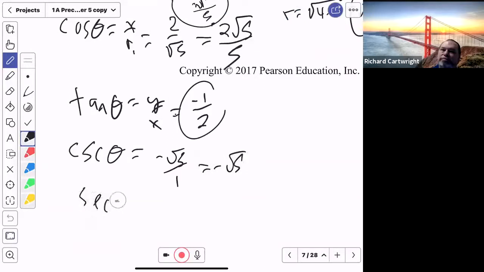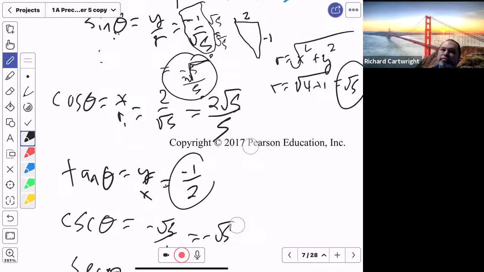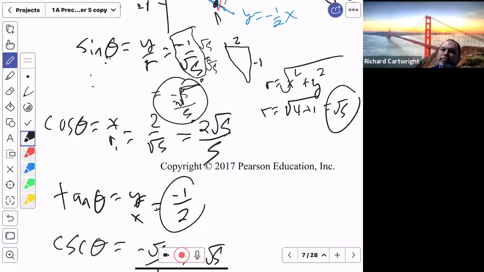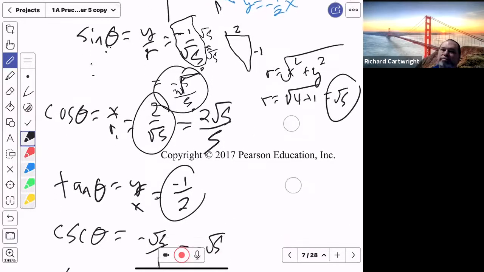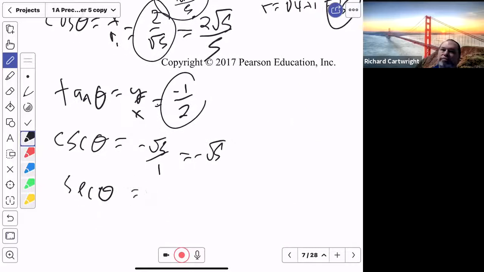Secant of theta, I'm going to flip this answer. Square root of 5 over 2. And last one, cotangent of theta. I'm going to flip the negative half. That turns into negative 2. Okay? That was a hard problem. I think it's hard. Maybe you're just smarter than me and it's easy to you.